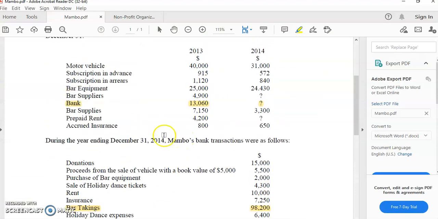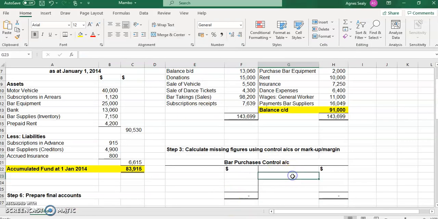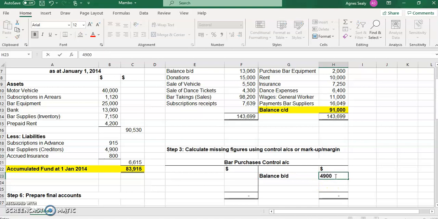In this question, we are given our opening bar suppliers or our bar creditors of $4,900. So let's put that in. That is our balance brought down. So our balance brought down for our bar suppliers, $4,900.